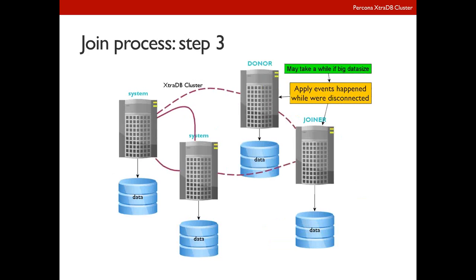Now, when data copying is finished, we have two nodes that were disconnected from the cluster, and they need to apply events that happened while they were disconnected. If you have a big database and an intensive rate of changes, it might actually take a long time. And while events are applied to the donor and joiner, new events might still happen in the cluster. You understand that these two are trying to catch up, but the cluster generates new events. In the worst case, these two outsiders might never catch up.